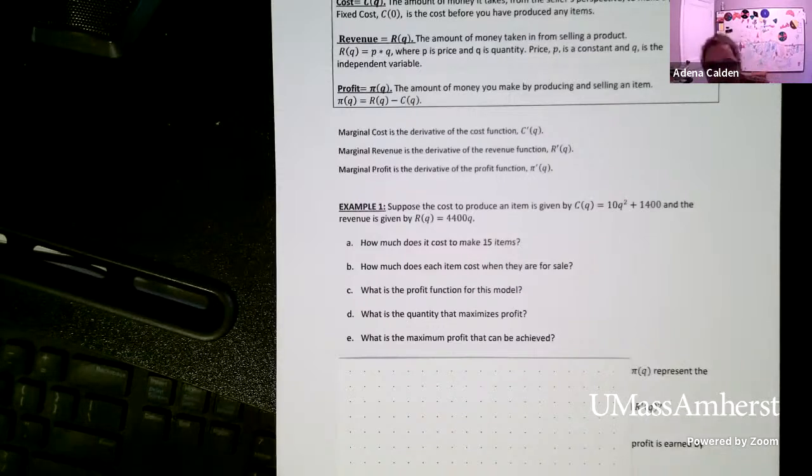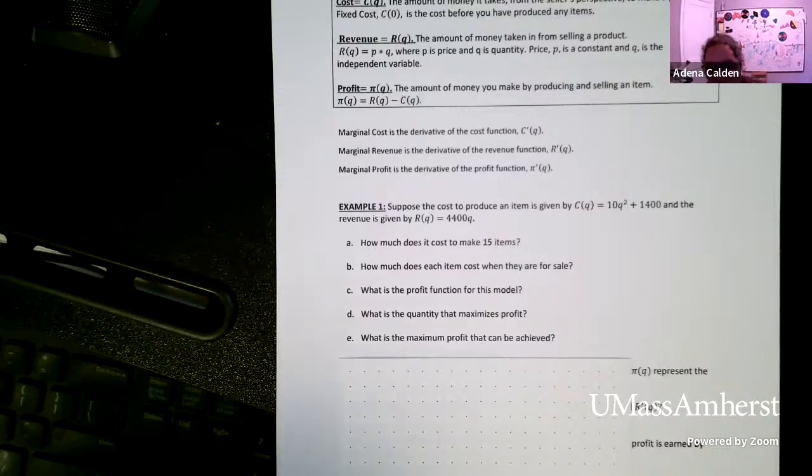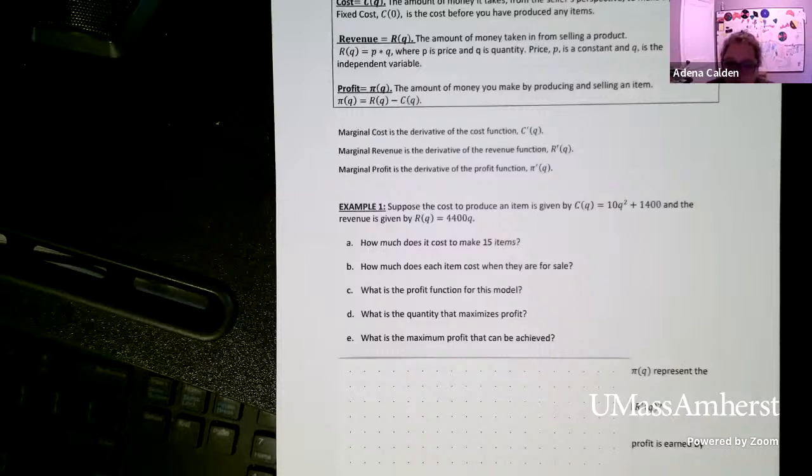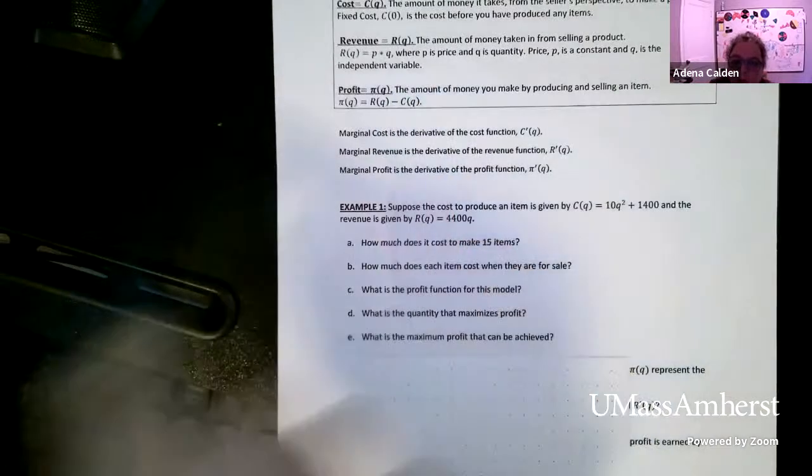So part A, how much does it cost to make 15 items? That's back from chapter 1. Part B, how much does each item cost when they are for sale? Also back from chapter 1. So then C, what is the profit function for this model? Setting up the profit function we've done before, and again, we do that by taking revenue minus cost.